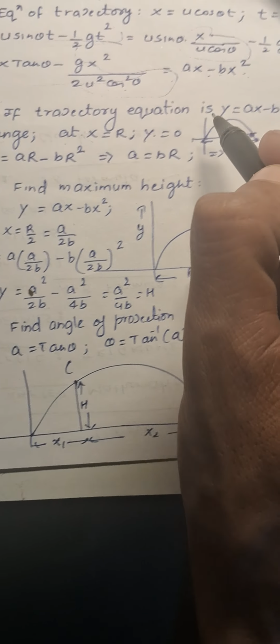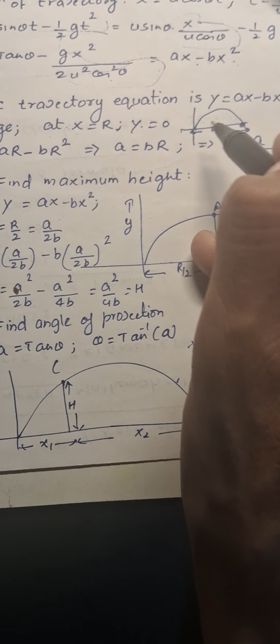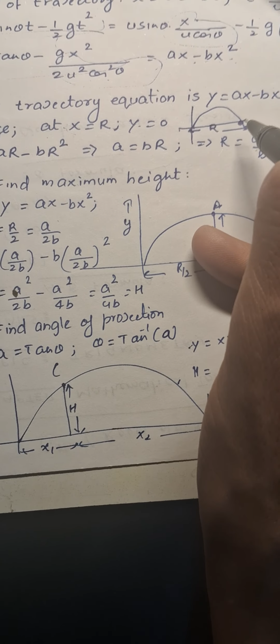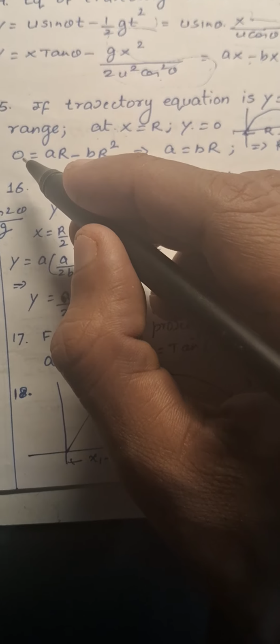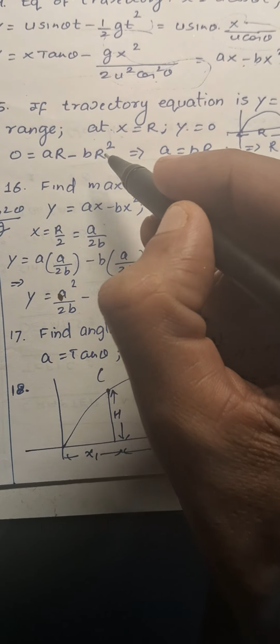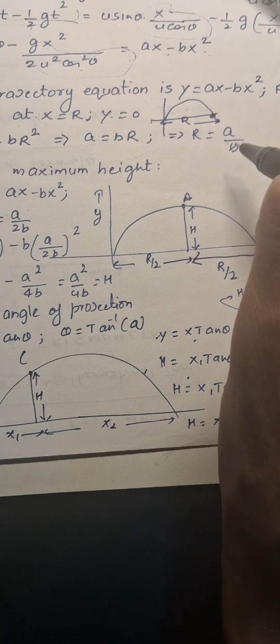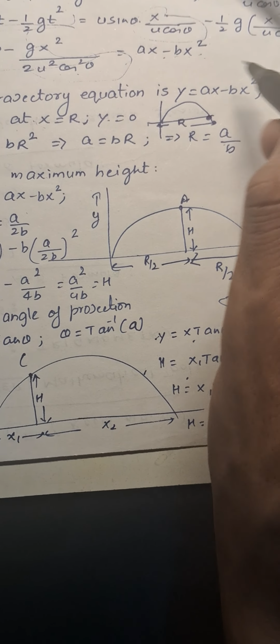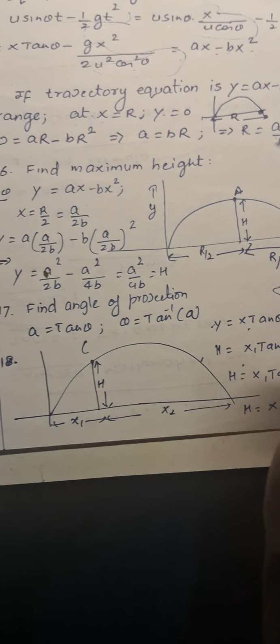Next is, if trajectory equation is ax minus bx square, find a range. So we can see that at x is equal to range, y is 0. So we substitute y is equal to 0 over here, and we get 0 is equal to ar minus br square, which gives r as a by b. So if equation of the projectile is given in this form, then the horizontal range is a by b.